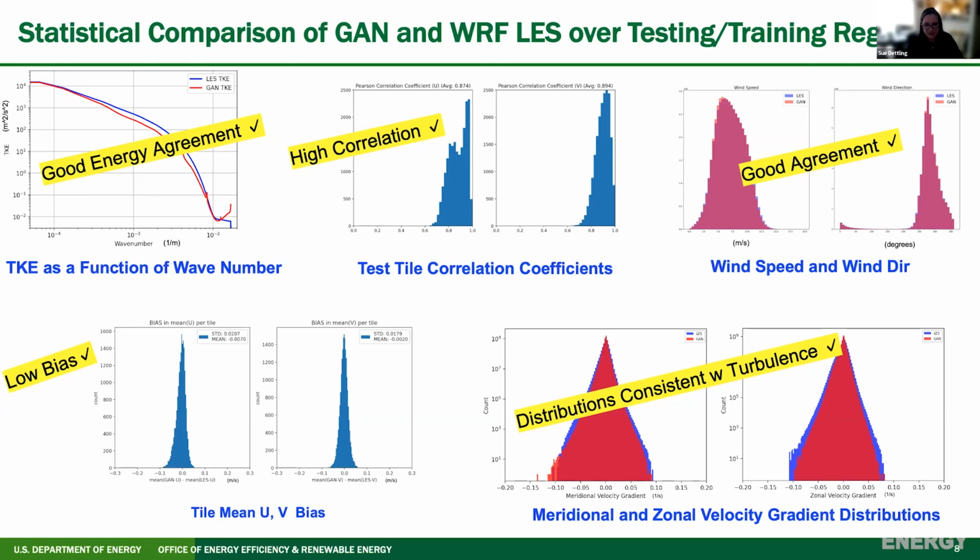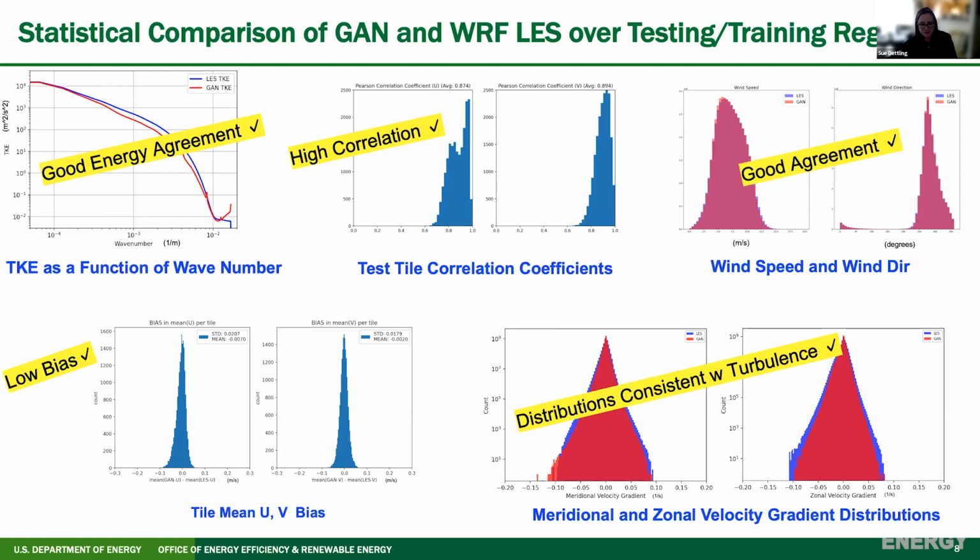The plot in the lower left shows low biases in mean U and V fields. And finally, in the lower right, we see overlapping distributions between the WRF LES and GAN-generated velocity gradients. So these plots show good agreement, and they also show that the GAN-generated gradients have a non-Gaussian long-tailed distributions, which are characteristic of turbulence. And also not pictured here, we also saw agreement between the statistical moments of the WRF LES and the generated wind components, including good agreements in higher order moments, skewness and kurtosis.